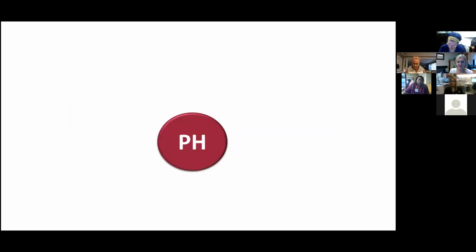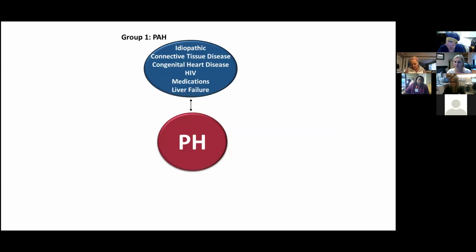There are different groups of pulmonary hypertension. Group 1 is what we call PAH, and that's a big group of patients that consists of idiopathic disease, familial disease, and then we see patients who have connective tissue disease like lupus, congenital heart disease, so people who had ASD, HIV. Some of the medications cause pulmonary hypertension, so fen-phen is a big famous one, liver failure.